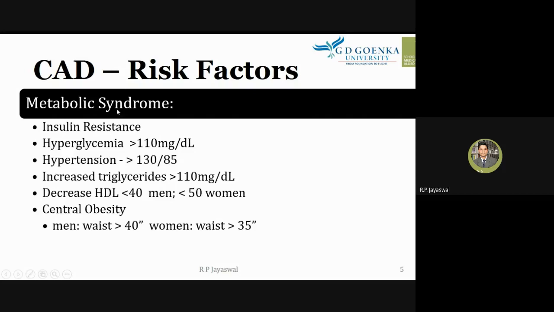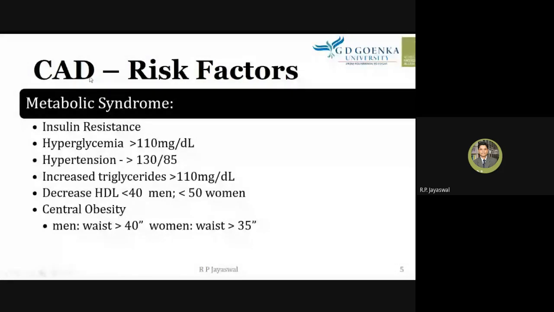So these are the group of metabolites or group of changes which take place, and we call it metabolic syndrome. This group of changes in our body is because of the variation in the metabolic levels, the metabolites in the blood or in the body. So it leads to metabolic syndrome, and this metabolic syndrome can increase the risk of coronary artery disease.